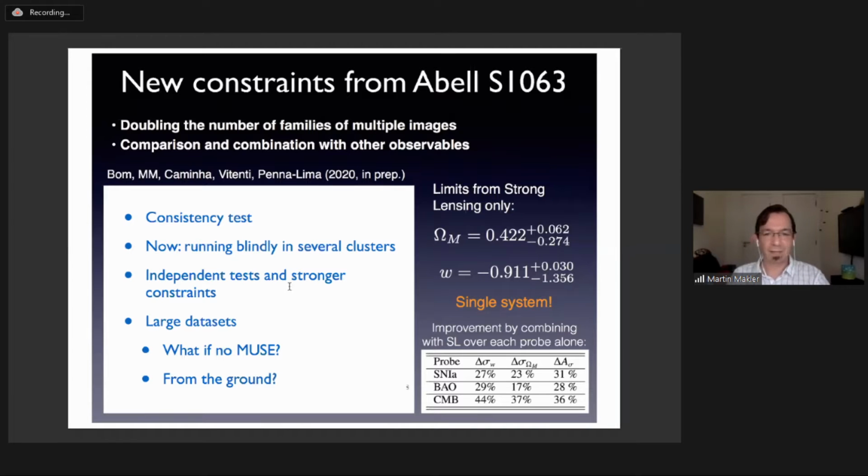And okay, there was a plot here, but I saved without animation. But anyway, we have contour plots here in the parameter space of omega matter and w. And we overlay on them the constraints from supernovae, BAO, and Planck. And we see a striking consistency of all these parameters. Although the error bars of strong lensing are larger, it's interesting that when combined with a single probe, strong lensing is able to improve the constraints on w and on omega matter by a significant fraction.